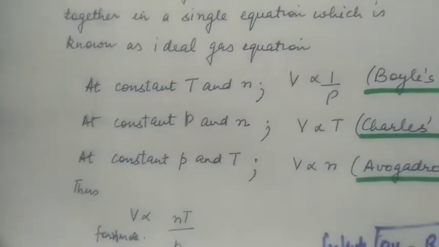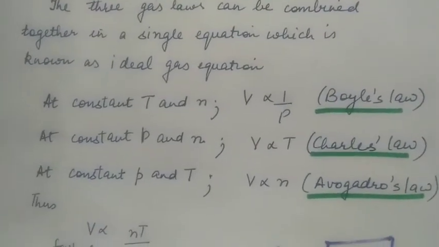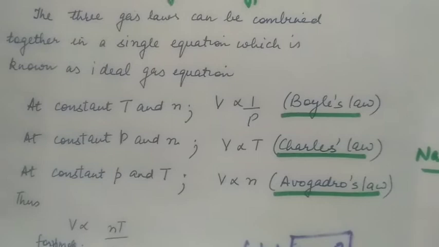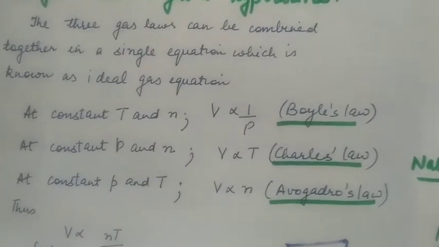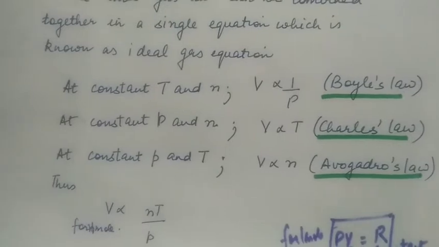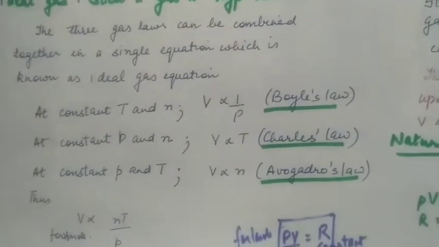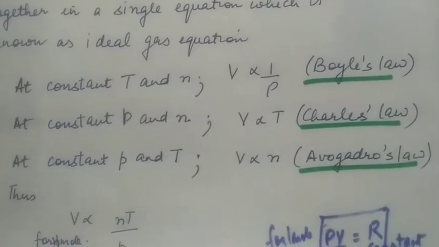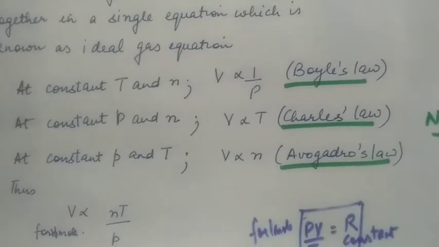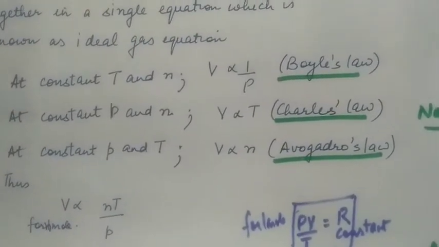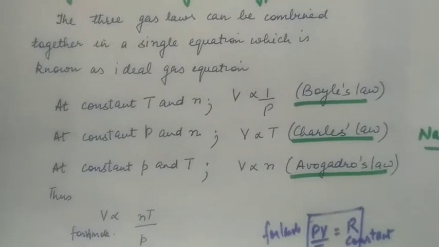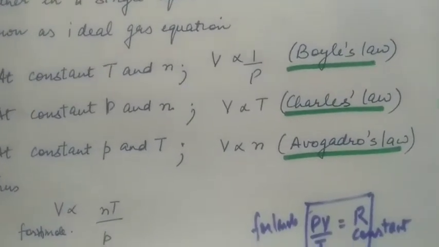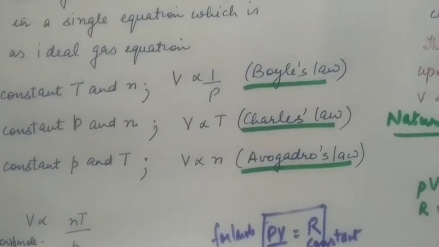According to Boyle's law, at constant temperature and number of moles, the volume of a gas is inversely proportional to its pressure. So V is proportional to 1 upon P. And according to Charles' law, at constant pressure and number of moles, the volume is directly proportional to the temperature. And according to Avogadro's law, at constant pressure and temperature, the volume of a given mass of a gas contains equal number of moles.